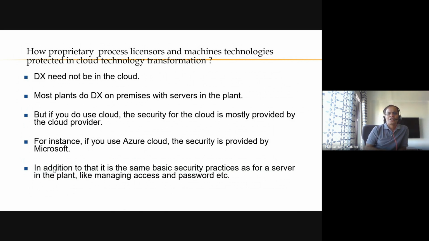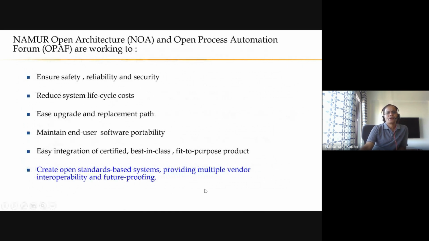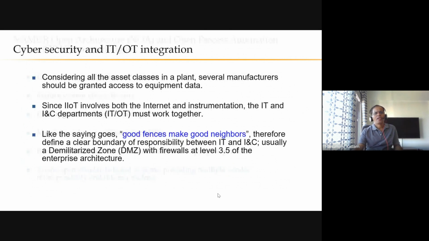But if you use the cloud, the security for the cloud is mostly provided by the cloud provider. For instance, if you use Azure cloud, the security is provided by Microsoft. In addition to that, the same basic security practices apply as for a server in the plant, like managing access and passwords, etc. So NAMUR benefits are there. As I told, NAMUR is the open process automation forum working to ensure safety, reliability, and security, and to reduce system life cost. This I have explained. Now I am talking about cyber security.